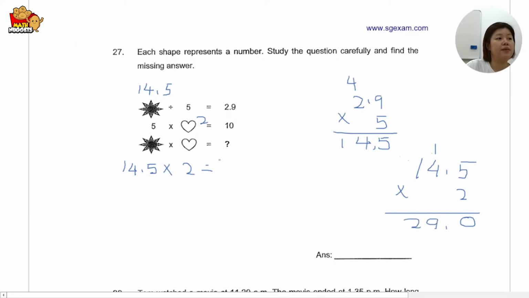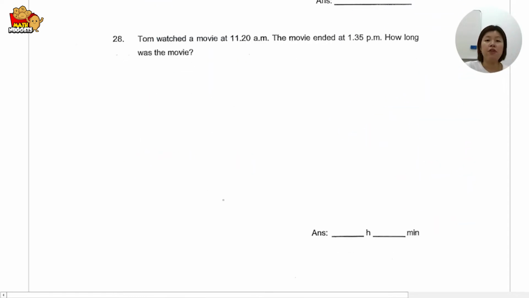It will be 29. Okay, let's move on to time.